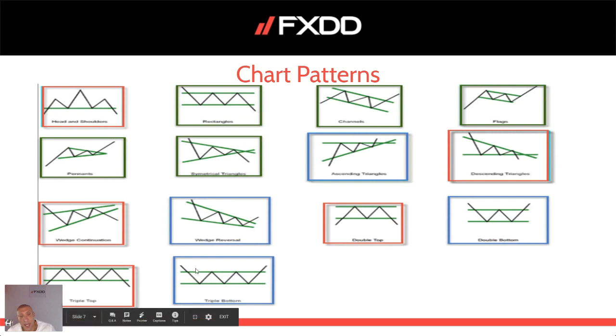Then we have a triple bottom. Price makes a triple bottom. The break of this double top is actually an invitation for a potential long entry.